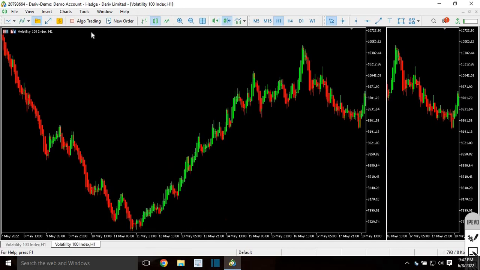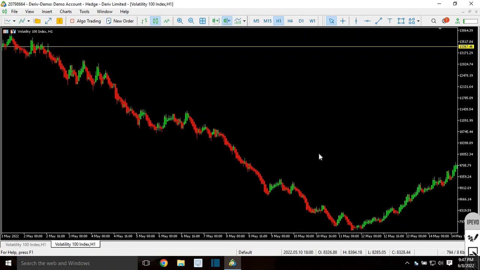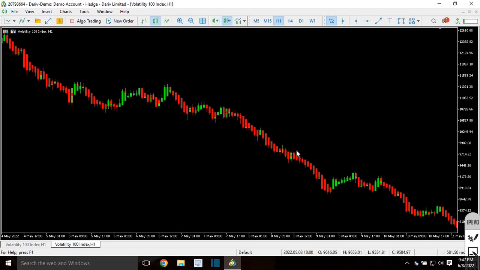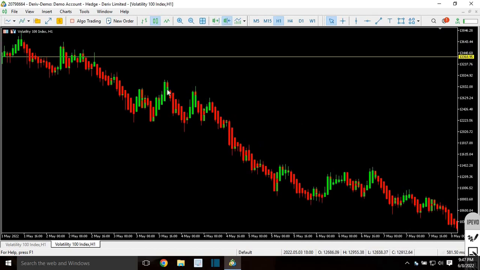When you click OK, you can see the Heikin Ashi has been imported to our chart. So we want to filter these ones right here. You can see these candles where you have a red candle and at the same time a green candle, these mixed colors, we want to filter them out. These ones where you have red and green at the same time.